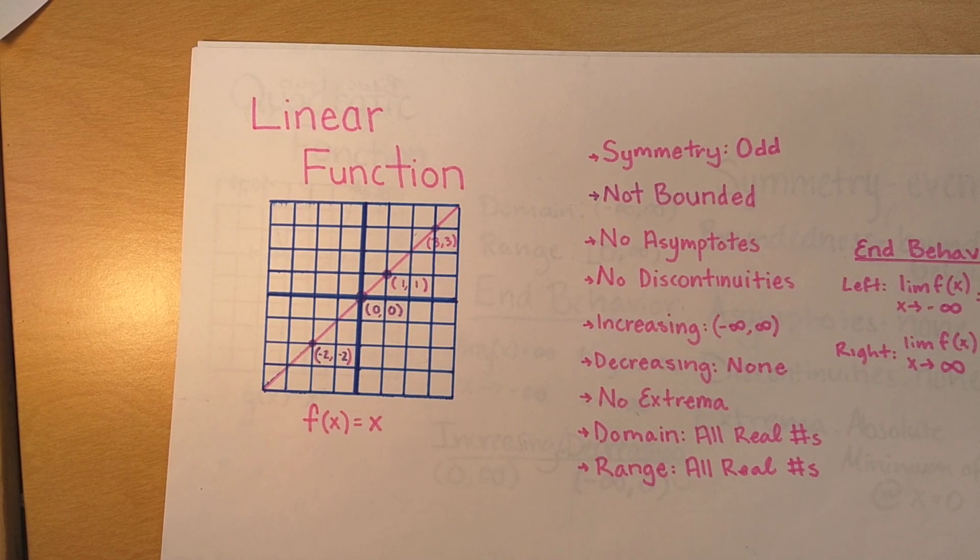The function is not bounded with no asymptotes or discontinuities. In this example, it increases from negative infinity to infinity and does not decrease. It also has no extrema.